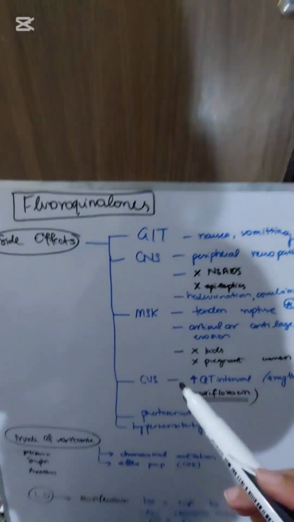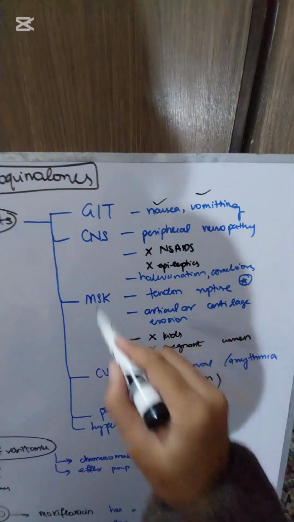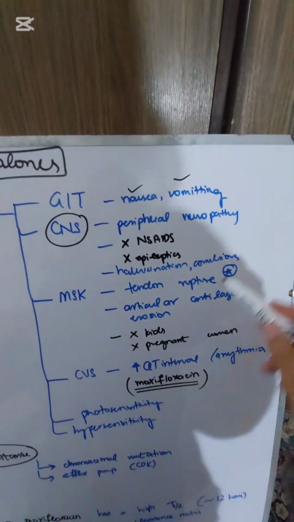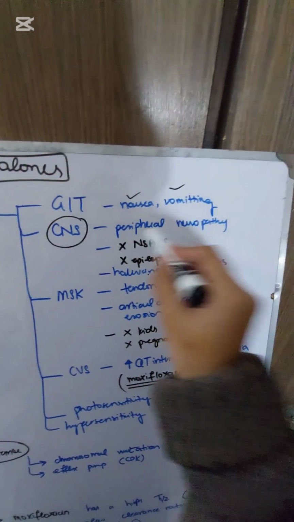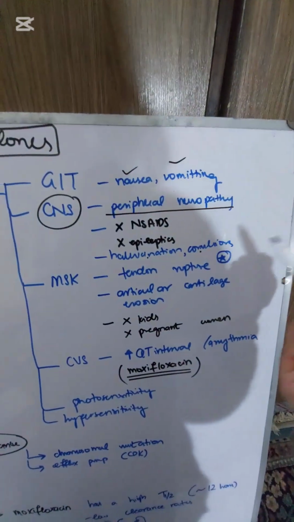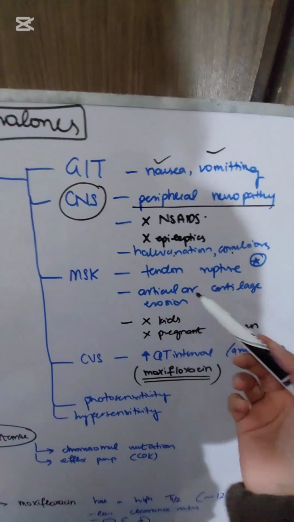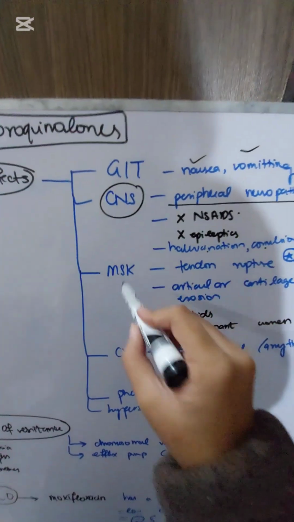Okay, so coming to its side effects, though it has some GIT side effects like nausea, vomiting, diarrhea, and all of that. Importantly, it has some very strong CNS side effects, such as it can cause hallucinations and convulsions, but it can also cause peripheral neuropathy, and it is contraindicated with NSAIDs because इसकी वजह से इसके CNS side effects बहुत ज़्यादा हो जाते हैं for some reason, and it is also contraindicated in epileptics because of this.